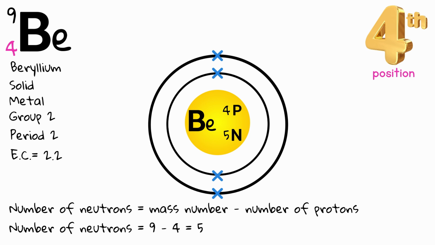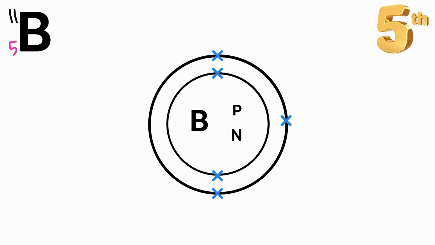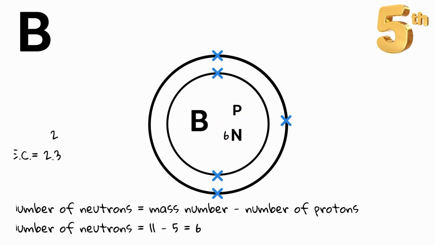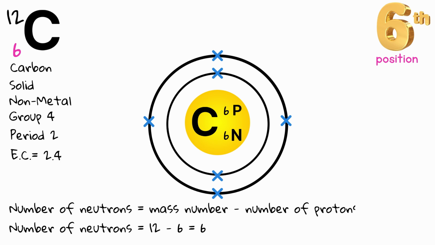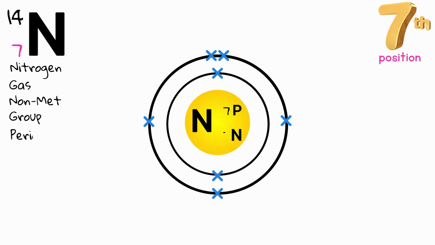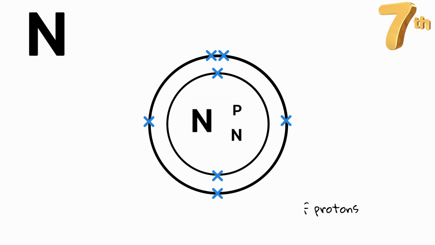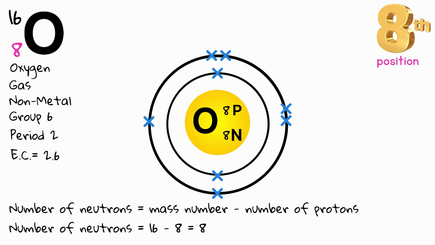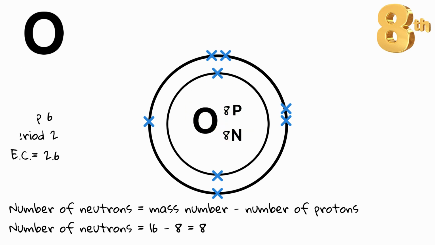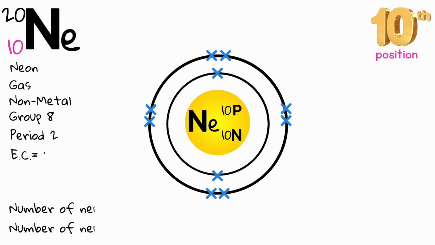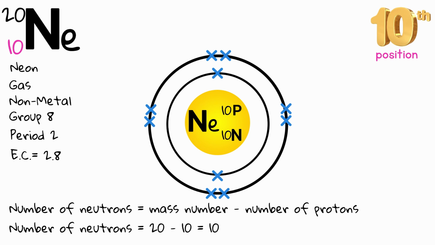Then beryllium, which is in the 4th position. Then we have boron in the 5th position. Carbon is in the 6th position. Nitrogen in the 7th position. Oxygen is in the 8th position. Fluorine is in the 9th position. And neon is in the 10th position.